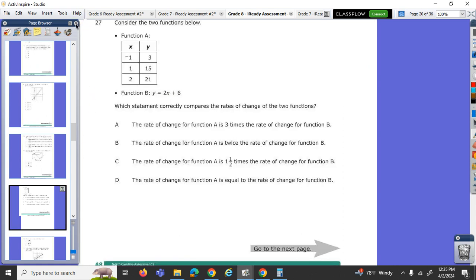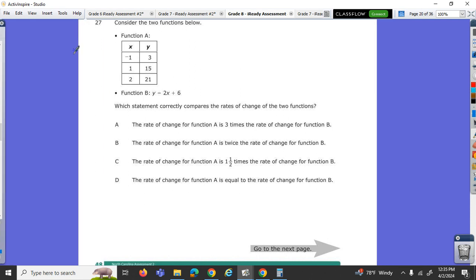All right, 27. Consider the two functions below. We've got a table and an equation. Which statement correctly compares the rates of change of the two functions? So we are, of course, talking about slope here. Okay, so we know that in function B, our slope is given to us, right? That's the 2, so that's easy. We're going to have to get the slope from function A, though.